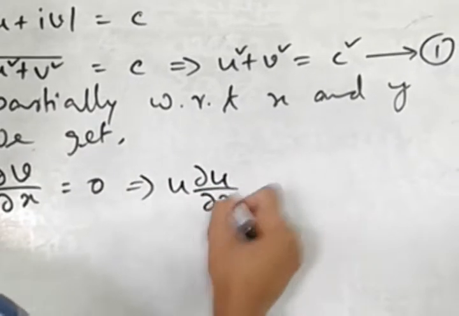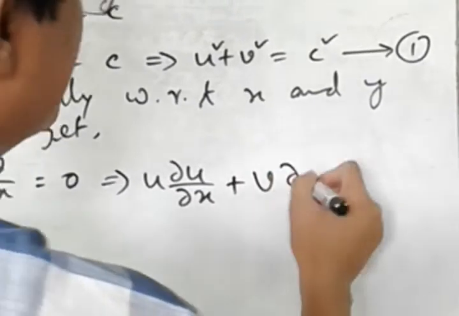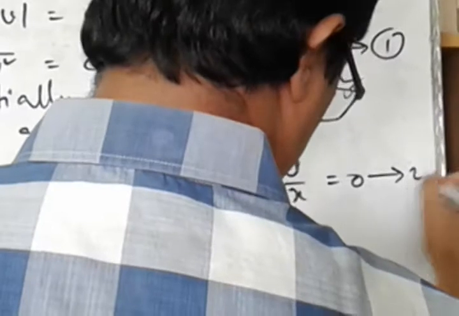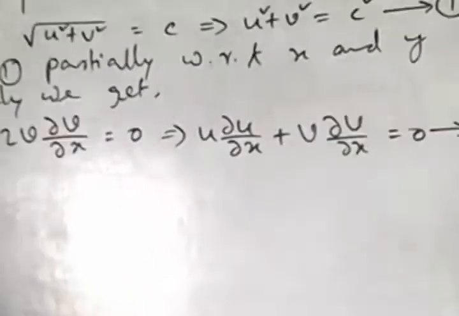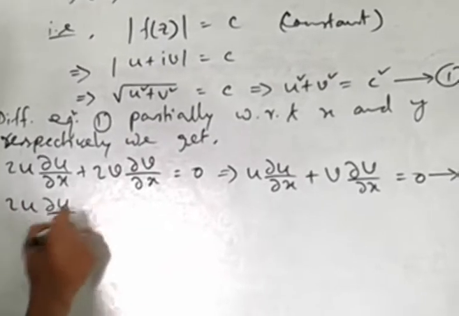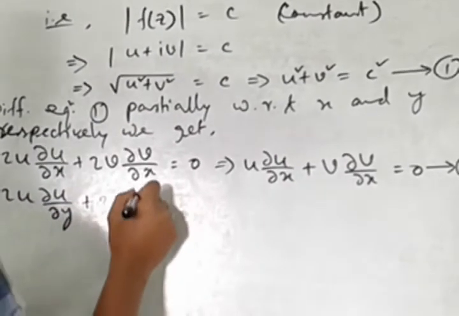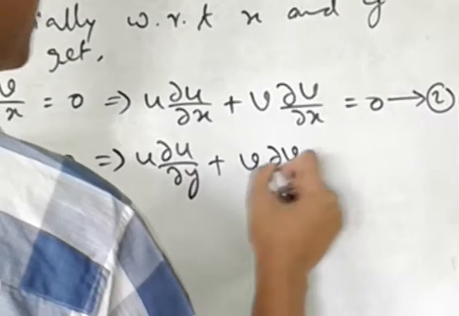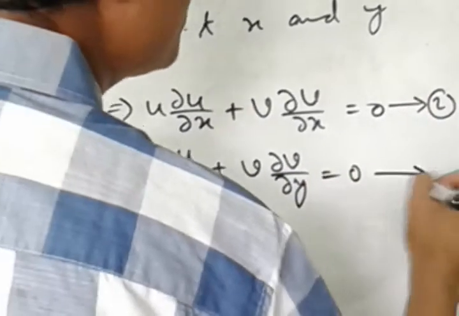We can write this as u del u by del x plus v del v by del x is equal to 0. We can say this is equation number 2. And by differentiating equation number 1 partially with respect to y, by the same process we get 2u del u by del y plus 2v del v by del y is equal to 0, and this can be written as u del u by del y plus v del v by del y is equal to 0. So this is equation number 3.